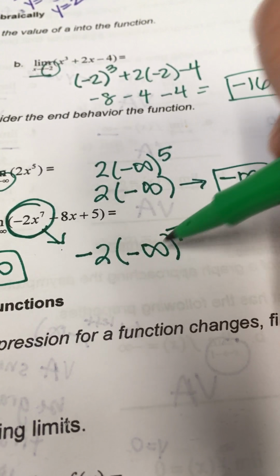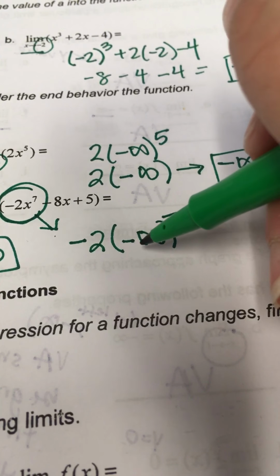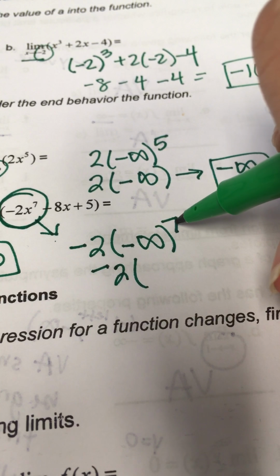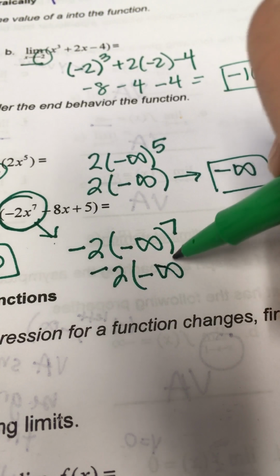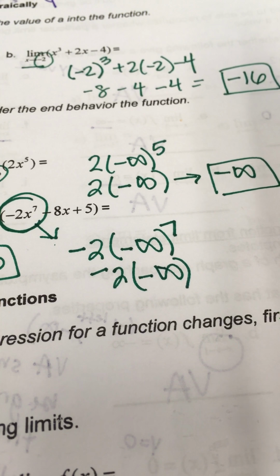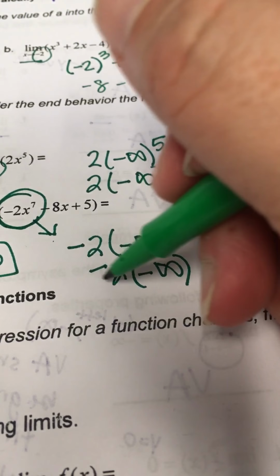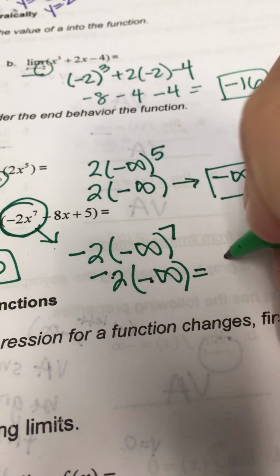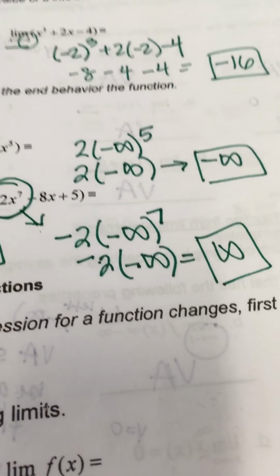Alright, so I think about it in terms of my powers and my negative signs. I have negative 2, and negative infinity to the 7th is going to stay a negative number, really big negative. Then I multiply a negative by a negative, and a negative times a negative cancels out, so it leaves me with positive infinity.